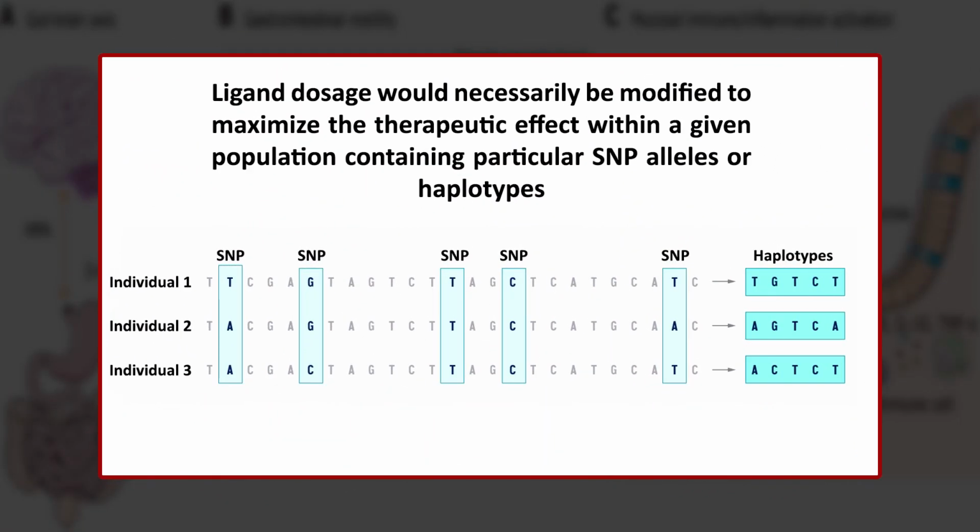For example, in a ligand-based treatment, single nucleotide polymorphisms may give rise to amino terminal extracellular domains and/or other ligand binding regions of a receptor that are more or less active in ligand binding, thereby affecting subsequent protein activation. Accordingly, ligand dosage would necessarily be modified to maximize the therapeutic effects within a given population containing particular SNP alleles or haplotypes.